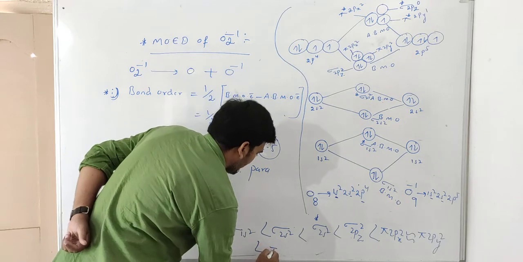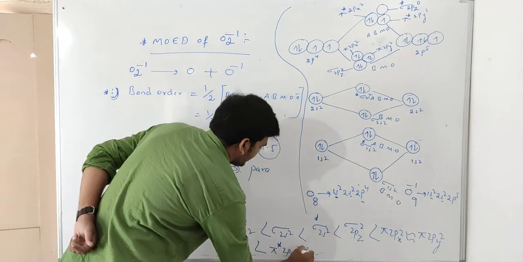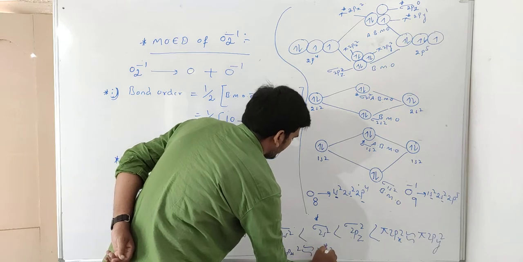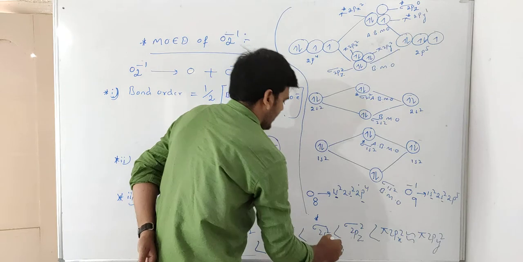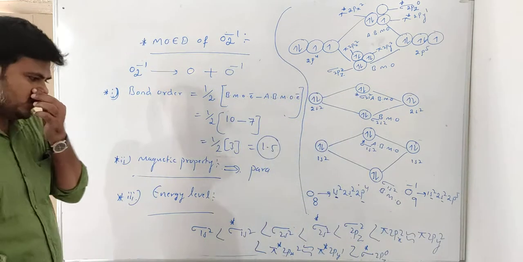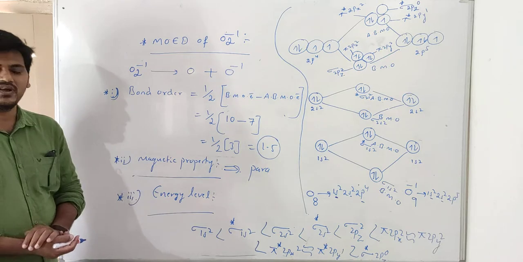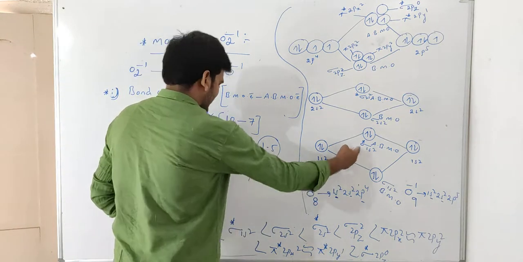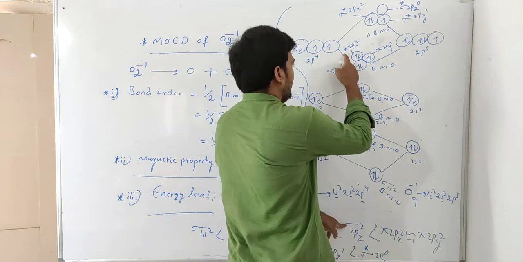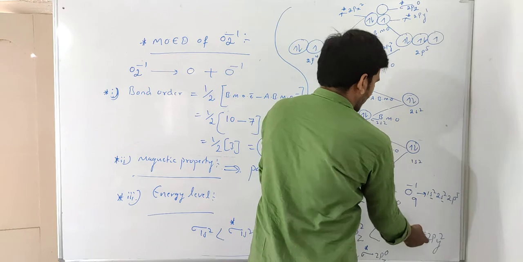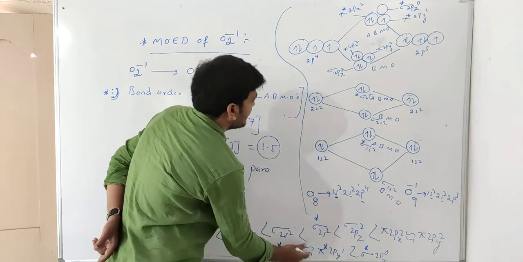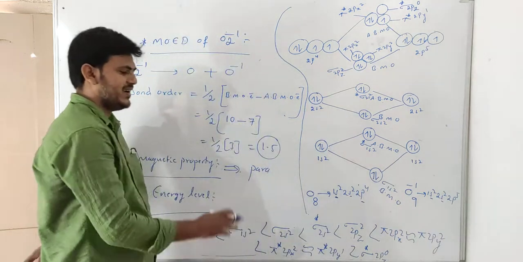Next pi star 2px square is equal to pi star 2py 1, next sigma star 2pz 0. So this is the energy level of the O2 minus 1 ion. Sigma 1s2, sigma star 1s2, sigma 2s2, sigma star 2s2, next sigma 2pz square, pi 2px square equal to pi 2py square, next pi star 2px square equal to pi star 2py 1, next sigma star 2pz 0.